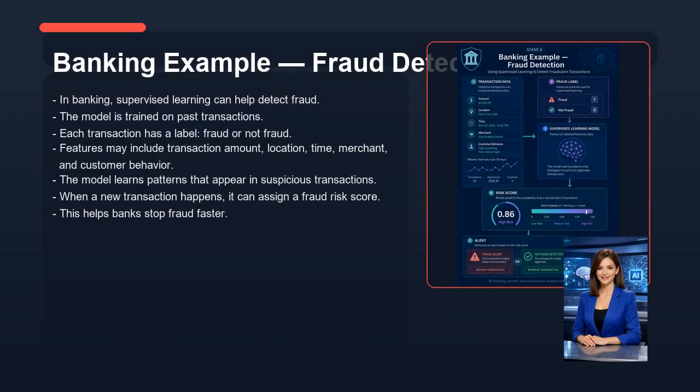Now let's look at a banking example, fraud detection. In banking, supervised learning can help detect fraud. The model is trained on past transactions. Each transaction has a label, fraud or not fraud. Features may include transaction amount, location, time, merchant, and customer behavior. The model learns patterns that appear in suspicious transactions. When a new transaction happens, it can assign a fraud risk score. This helps banks stop fraud faster.